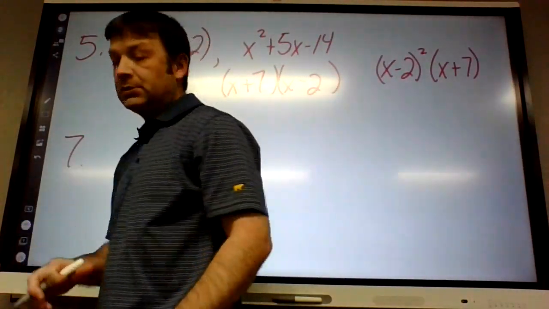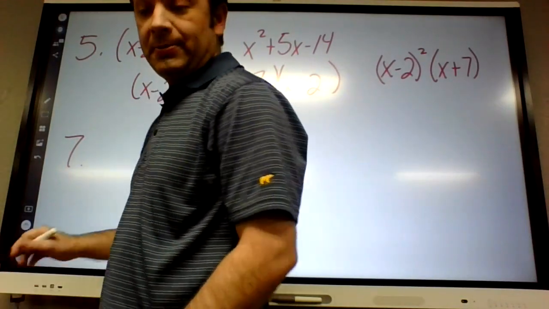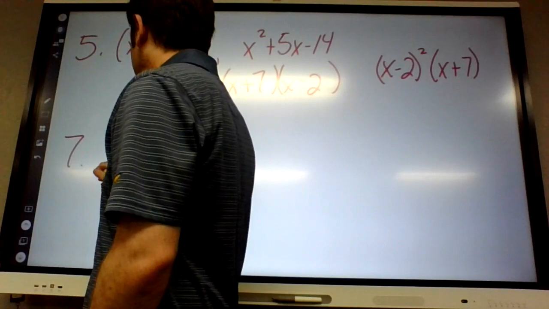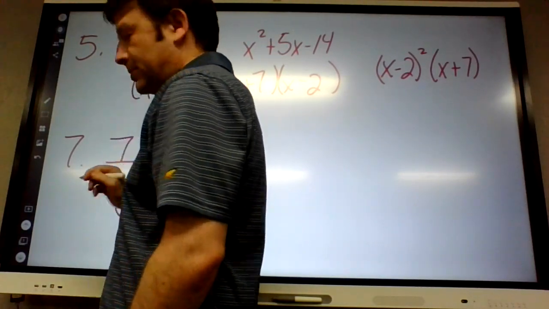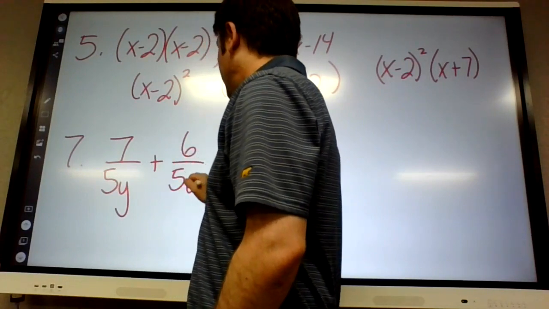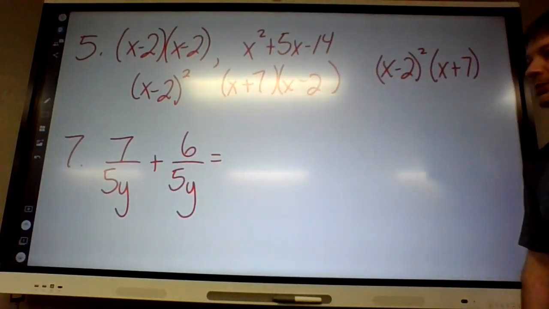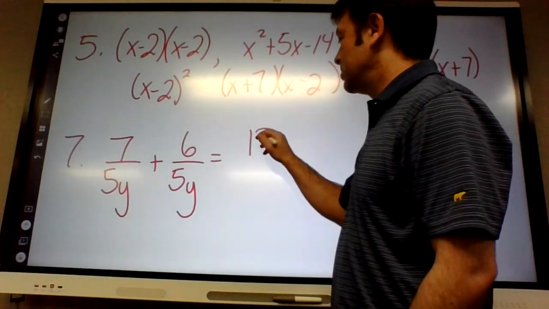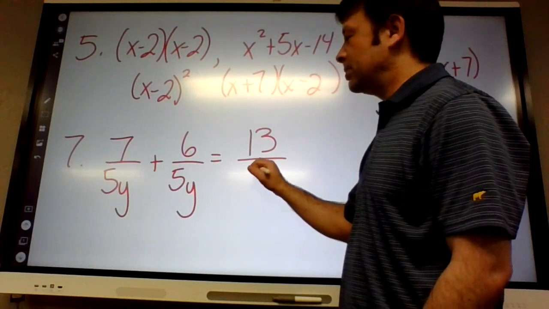Number 7. Alright, time to start the party. 7 over 5y. This one's actually easy. Yeah, we have a common denominator. They already have a common denominator, 6 over 5y. So because they already have a common denominator, we just need to add the numerators. 7 plus 6 is, no, 13.